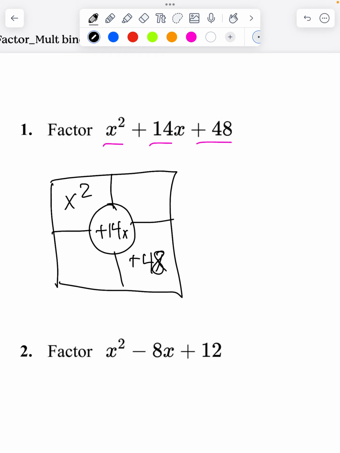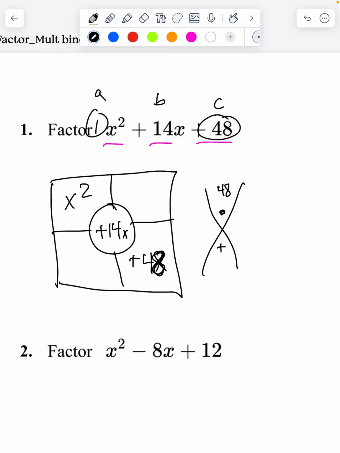Oops, 48. Okay. And the number in front here is a 1. This is the A number. We talked about the B number and the C number. So whatever A times C is, that's the number that it has to multiply to. So 1 times 48 is 48. And then it has to add to the B number, which is 14. So this is A times C, and then this is the B number.